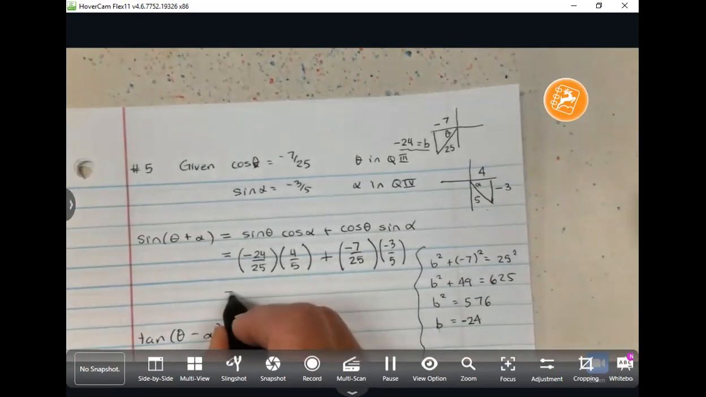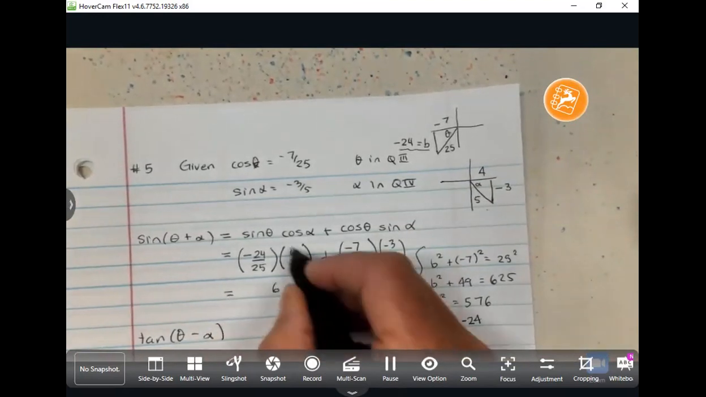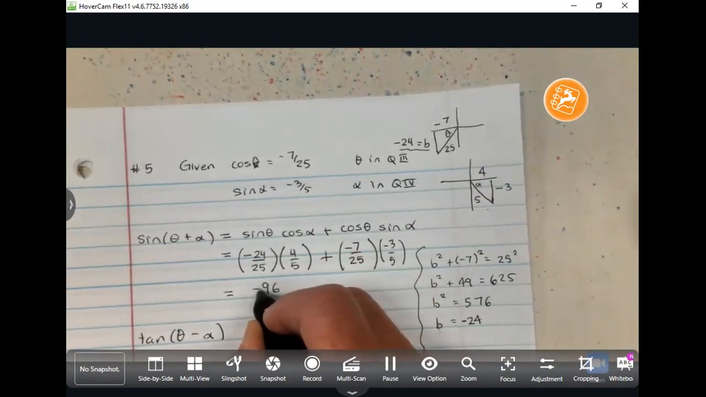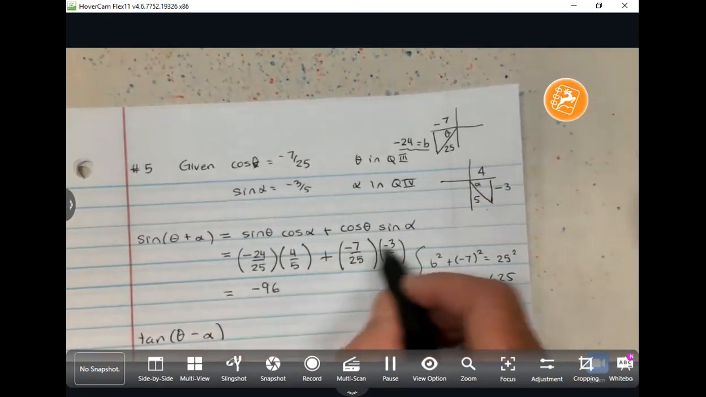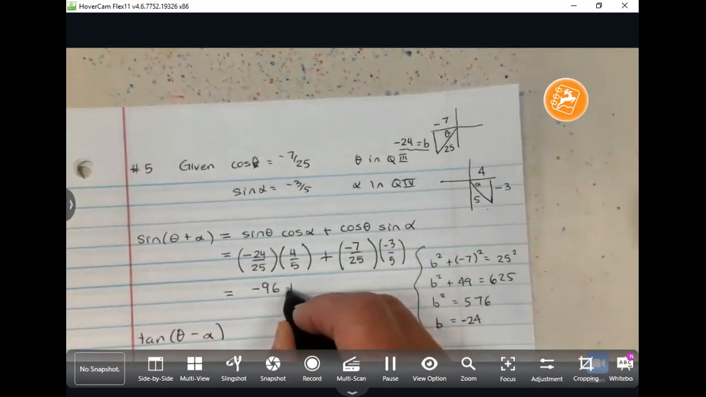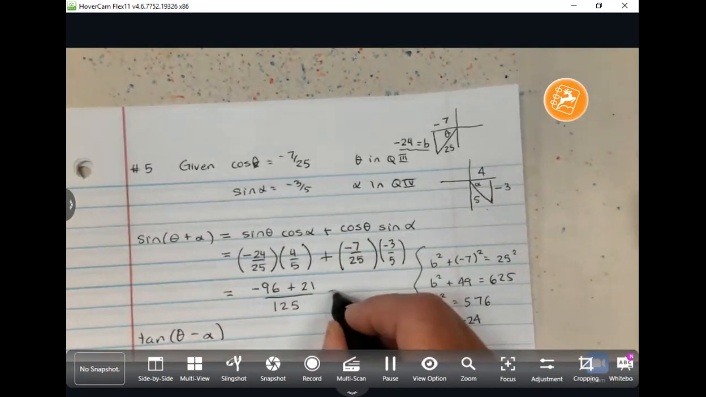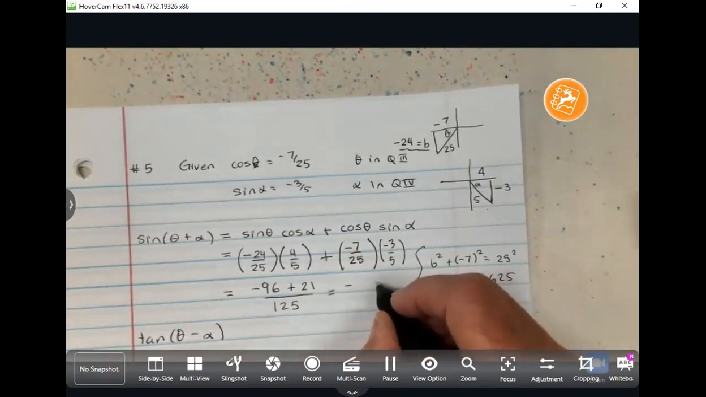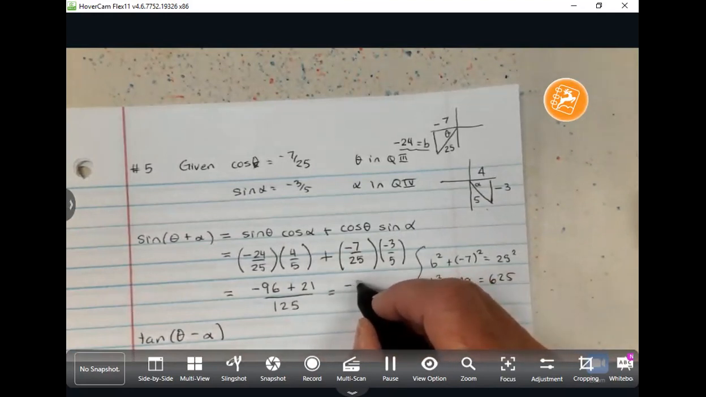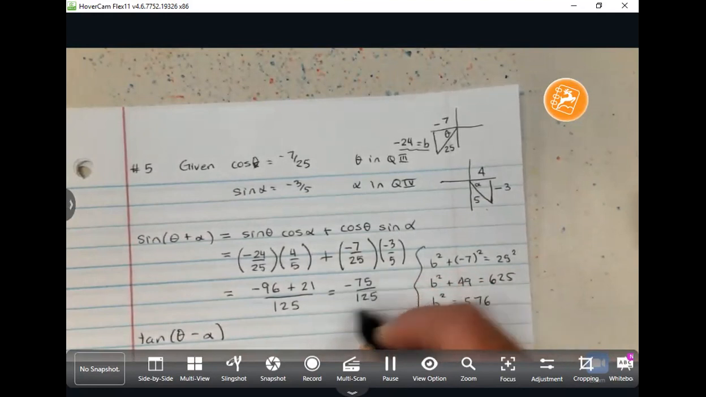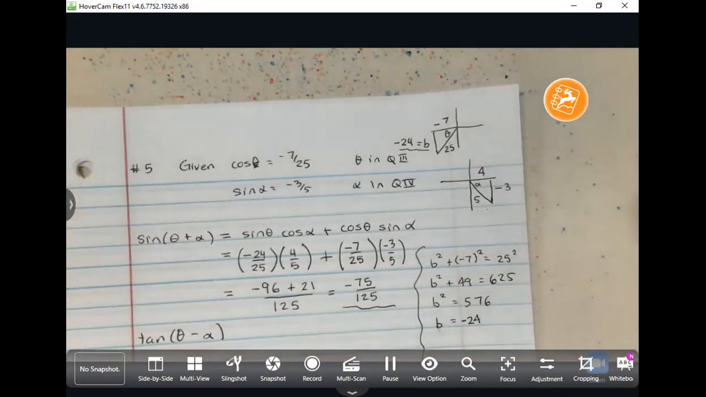So we simplify here. 4 times 4 is 16. 8, that gives me a 96, and it's negative. And that's going to be two negatives multiplied together to give me a positive 21. 5 times 25 is 125. Negative 96 plus 21 is a negative 75. You want to reduce, you may.